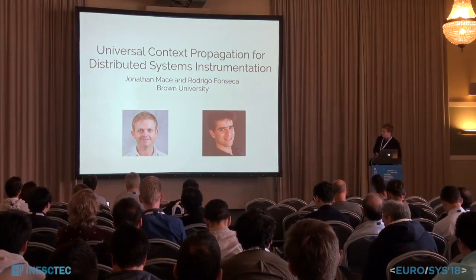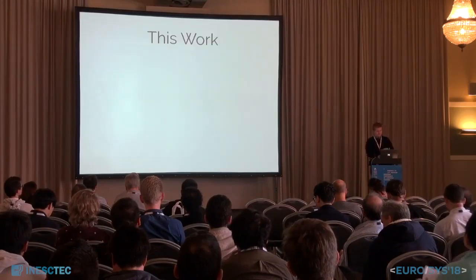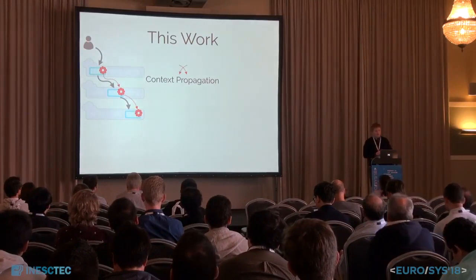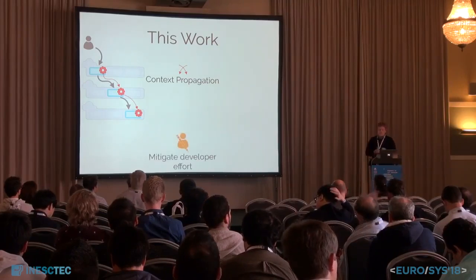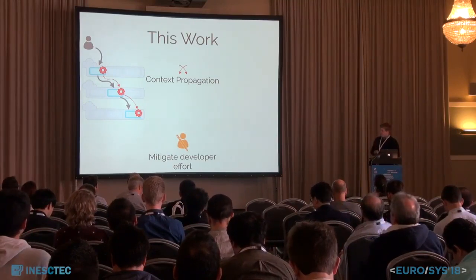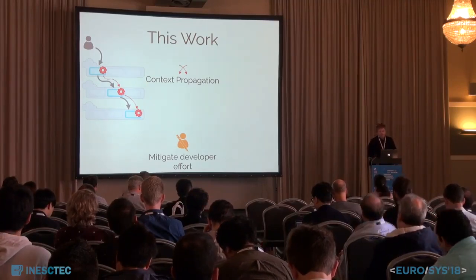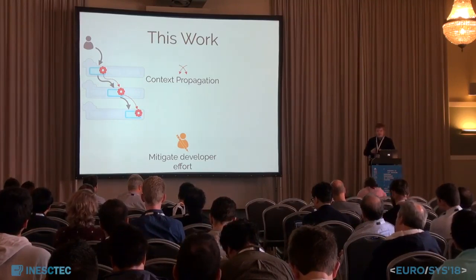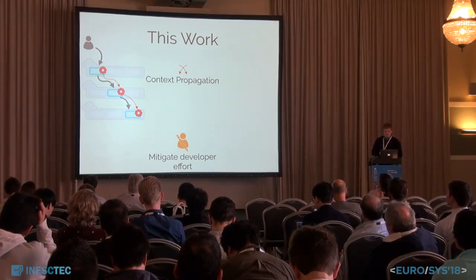My advisor at Brown is Rodrigo Fonseca, and today I will be talking to you about context propagation in distributed systems. So context propagation is an important component of many tools that monitor and enforce distributed system behaviors. But context propagation requires significant time commitment from developers who have to go and instrument their system's source code to propagate contexts. So in this work, we generalize and abstract context propagation so that it can be shared and reused by different tools. This drastically reduces the effort required to deploy new cross-component tools in distributed systems.